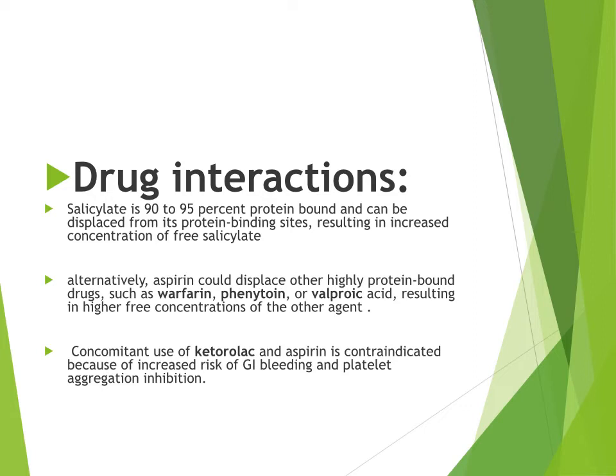Important drug interactions. Remember that salicylate is protein bound, meaning 90 to 95% is bound to plasma protein. So any drug that also binds to albumin and plasma proteins will also have a drug interaction with aspirin. Examples of these drugs: warfarin, phenytoin, valproic acid. This will increase the free concentration of both of these agents. So we have to be careful about co-administering aspirin with these important drugs such as warfarin, which is an anticoagulant, phenytoin, and valproic acid, which are drugs used to treat epilepsy.